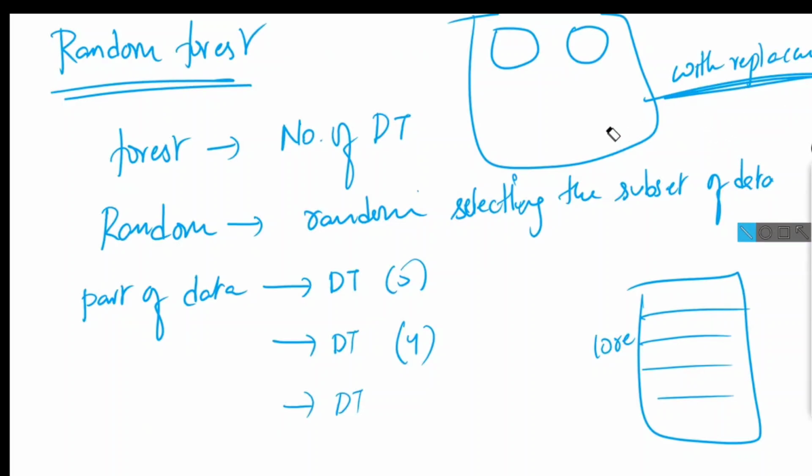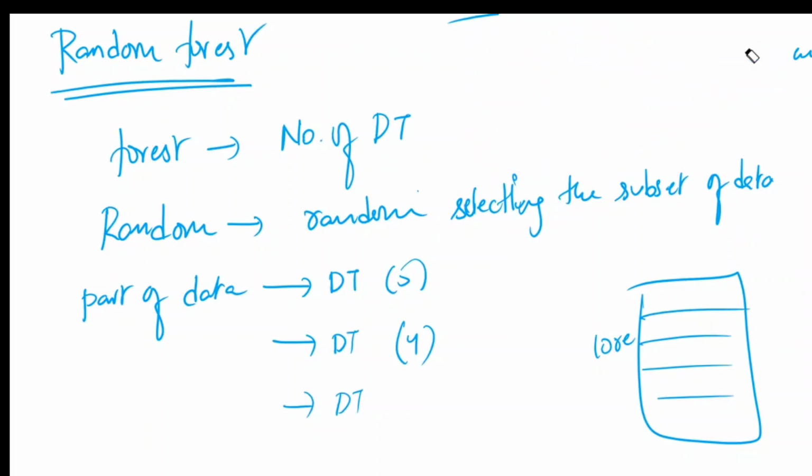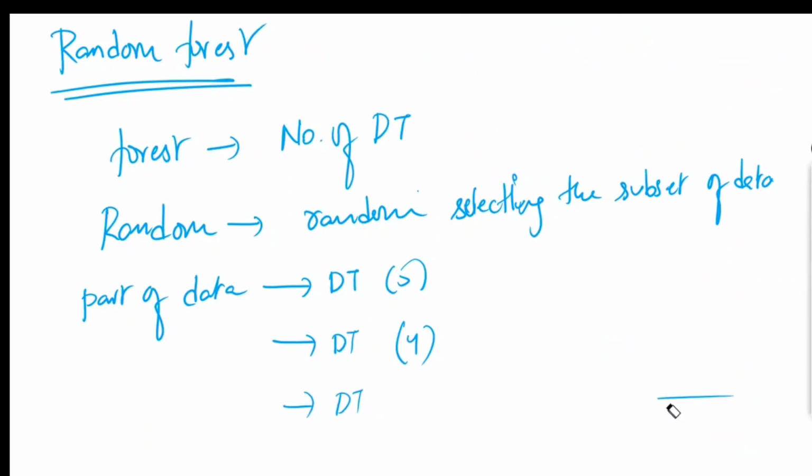So now repetition is allowed. So decision trees are going to be created with respect to repetition of the data. Here we are having decision tree number 1, decision tree number 2, decision tree number 3, decision tree number 4, decision tree number 5, like this. It is going to create the decision trees. By default, it is going to create 100 decision trees by selecting random subsets of data.